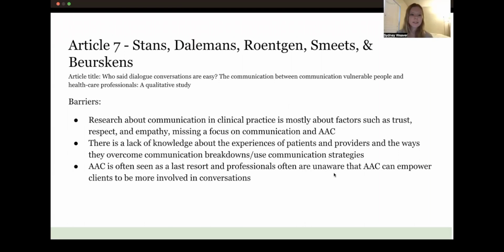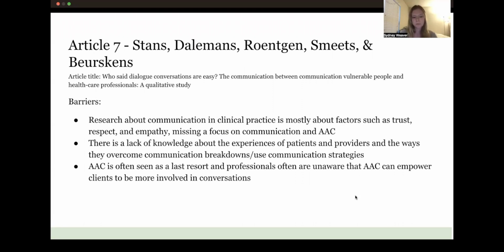All right. Article 7 looked at the experiences of patients and providers during conversation. And they found that a lot of research about communication is mostly about factors such as trust, respect, and empathy, but it doesn't really focus on actual communication in AAC. There's also a lack of knowledge about the experiences of patients and providers in the ways that they overcome communication breakdowns and use strategies. So we need more research on this.